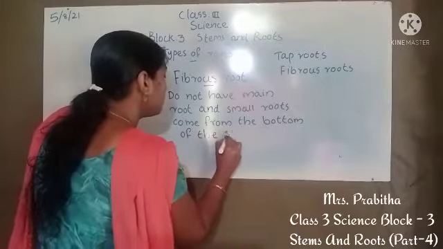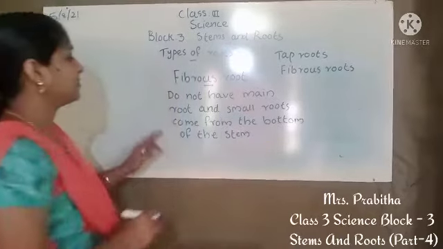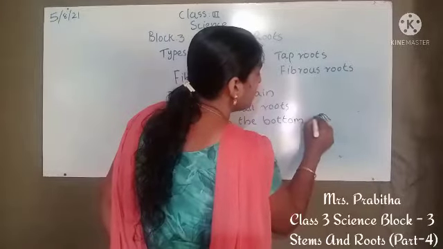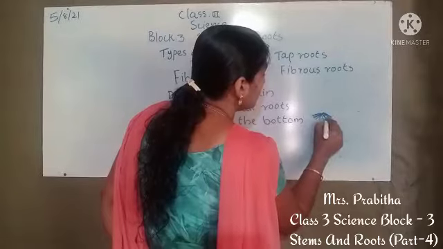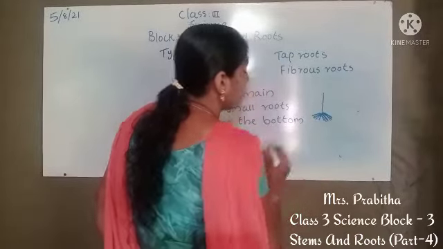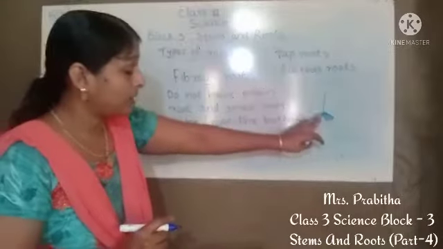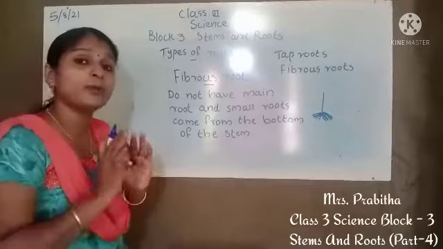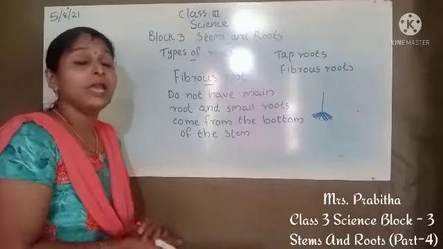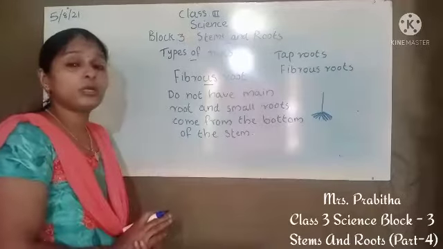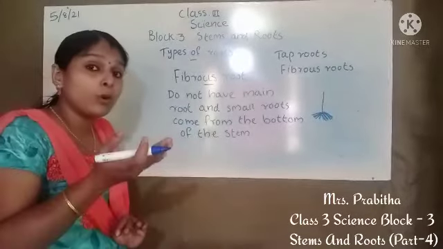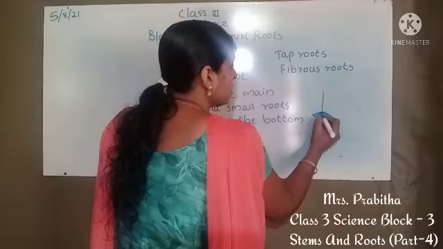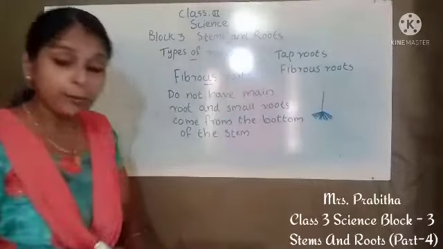So that is fibrous root. We can see like this, no main root will be there. Small roots we can see on the bottom of the stem. Fibrous root does not have a main root, and small roots come from the bottom of the stem. So here is the bottom of the stem, and from here onwards we can see small roots coming.